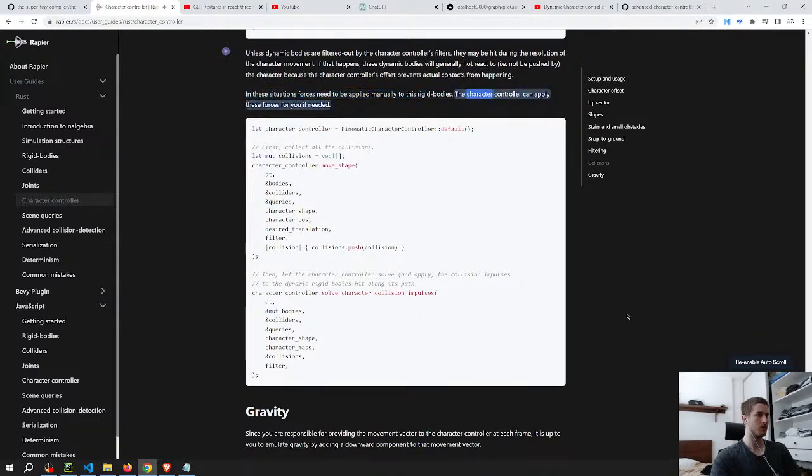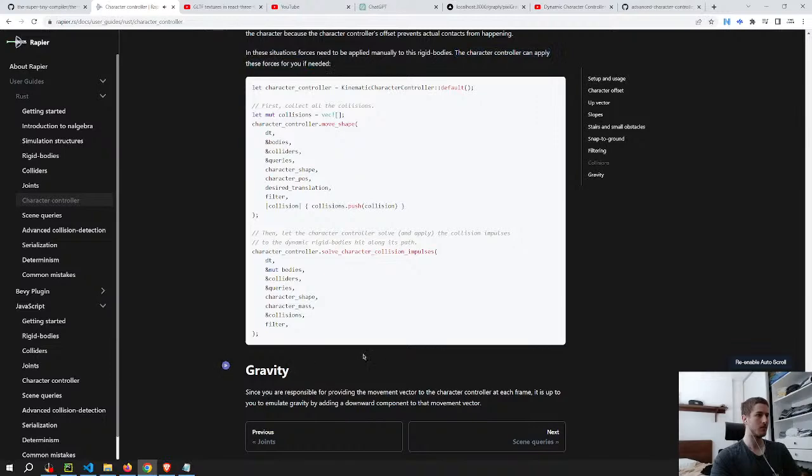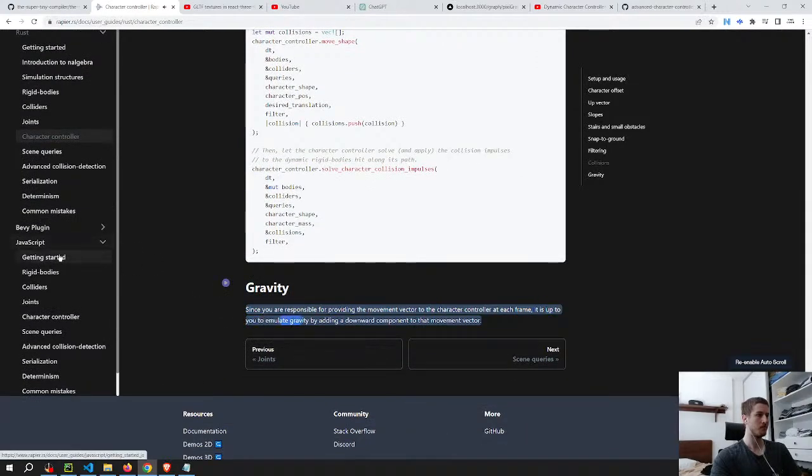In these situations, forces need to be applied manually to this rigid body. The character controller can apply these forces for you if needed. Gravity: since you are responsible for providing the movement vector to the character controller each frame, it is up to you to emulate gravity by adding a downward component to that movement.